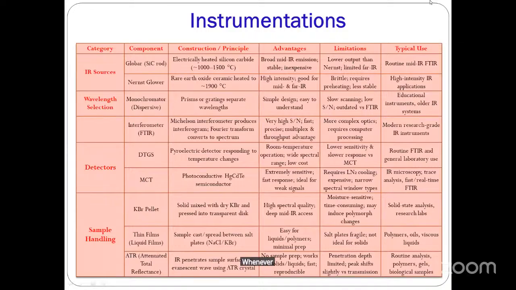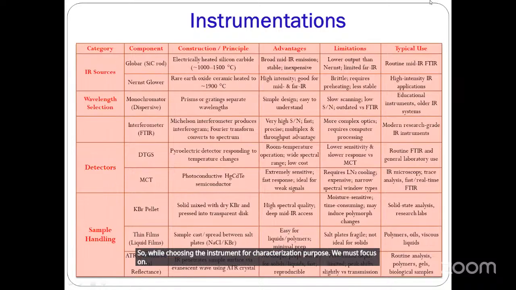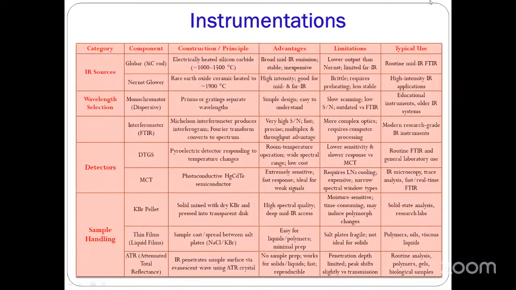Whenever the instrumentation part is concerned, we must know what kind of instruments are good, what kind of instruments are better for giving you perfect IR spectrum. So while choosing the instrument for characterization purpose, we must focus on IR sources, what kind of wavelength selection is needed, what kind of detectors are important, and sample handling phenomena.